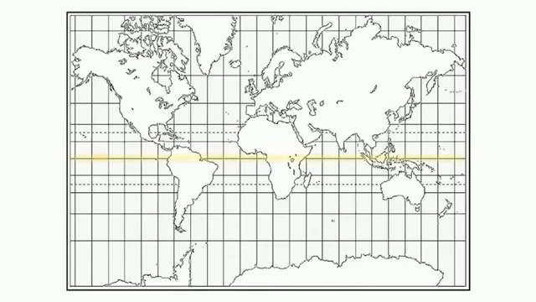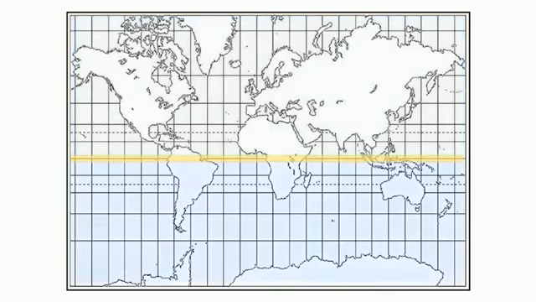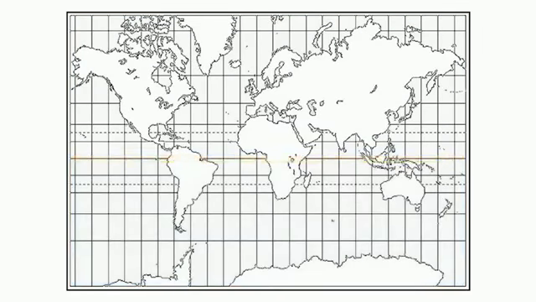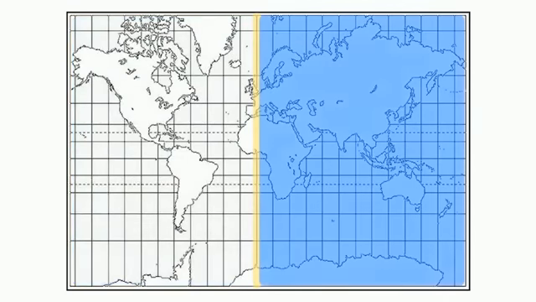Now the equator is going to separate the Earth into the northern hemisphere and the southern hemisphere. The prime meridian is going to separate the Earth into the western hemisphere and the eastern hemisphere. So you really need to make sure you understand that latitude comes first, longitude comes second.